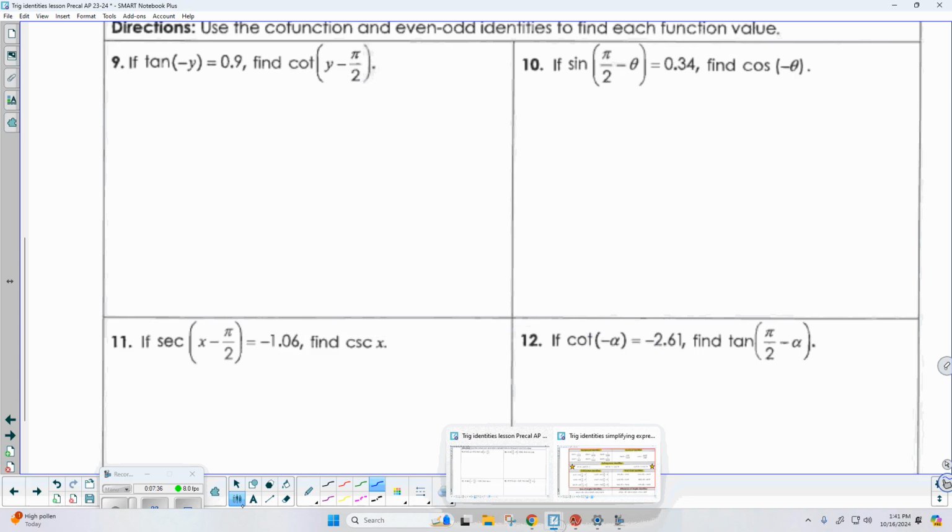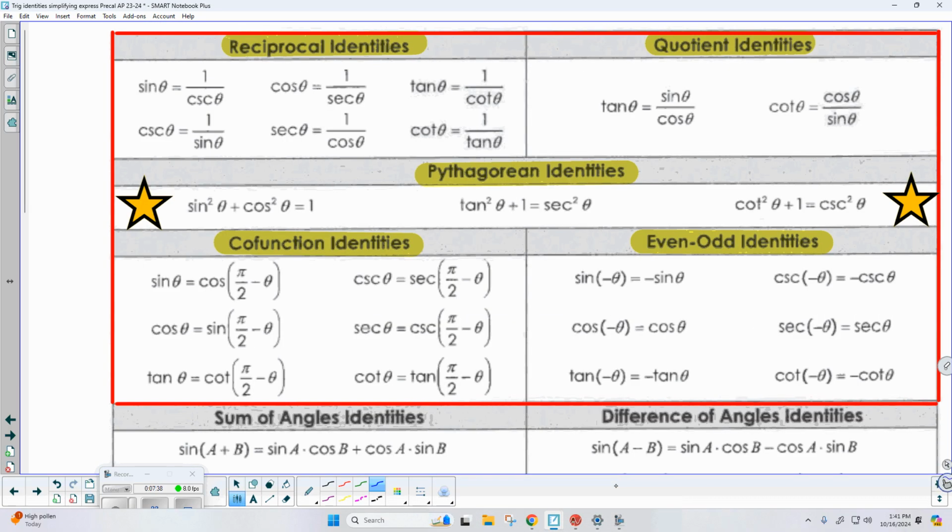So let's look at the paper you picked up on the way in. This is one of my favorite lessons to teach. It's a lot of fun. Now here's the thing. These are the only identities that we're going to be responsible for right now. Everything inside this red rectangle. So when it says on your paper sum and difference identities, everything from those down, we're not worried about those yet. We're going to put them out of our mind. We only need these 5: reciprocal, quotient, Pythagorean, cofunction, and even-odd.